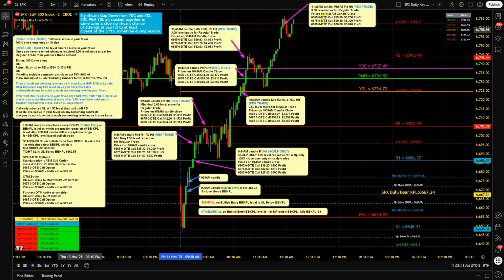Price on the candle close, 66.65 call, $99.80. That's $6,750 profit per option. 66.75 call, $90.10. That's $6,320 profit per option. And the 66.85 furthest out of the money is all the way up to $80.80, $5,840 profit per option.